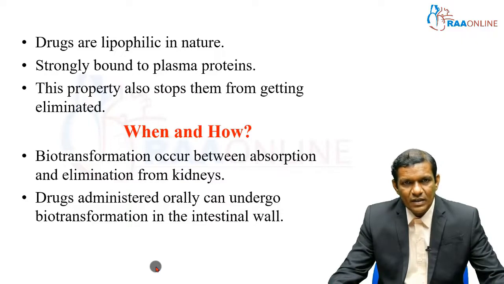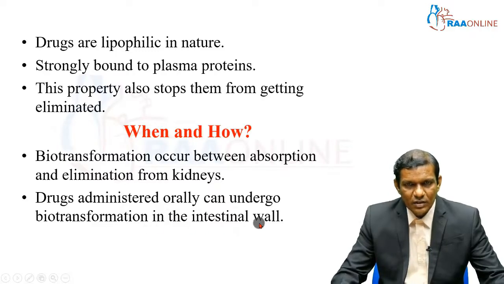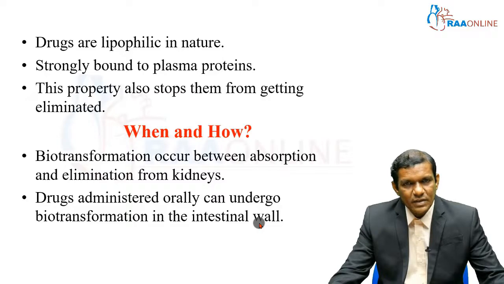Okay, so when and how can biotransformation occur? Normally we know that biotransformation is a process that occurs between absorption and elimination from the kidneys. In between these two, absorption and excretion, is where your metabolism occurs. Drugs administered orally can undergo biotransformation in the intestinal wall. A very small amount of drug gets metabolized in the intestinal wall, for example by enzymes like esterase, which is present in the intestinal mucosal wall. A few drugs, when they come to the intestine, get metabolized by this esterase enzyme. So this is another important minor route for metabolism.